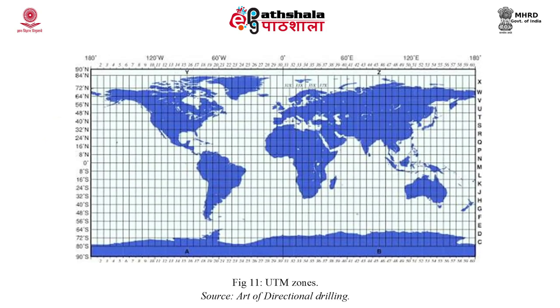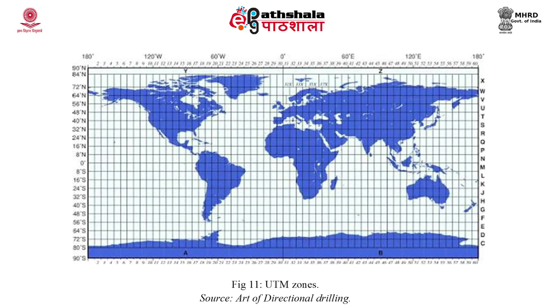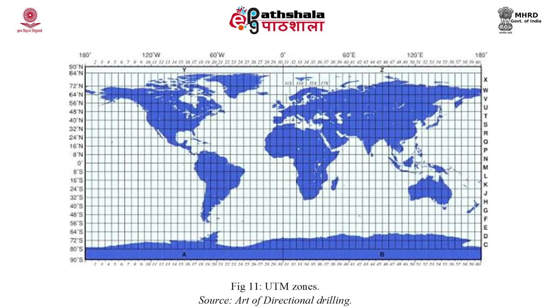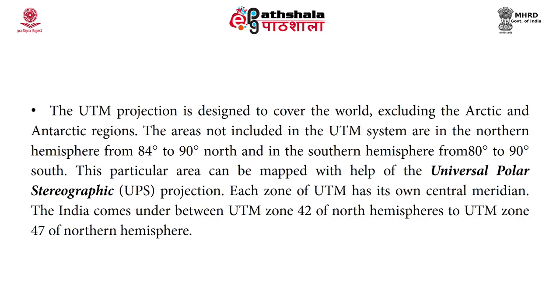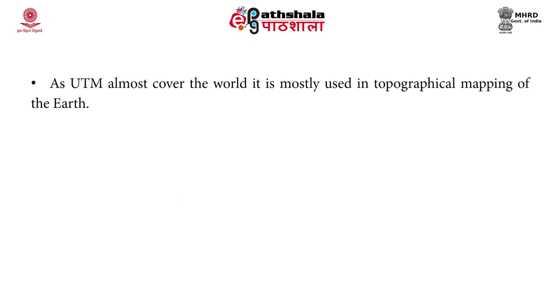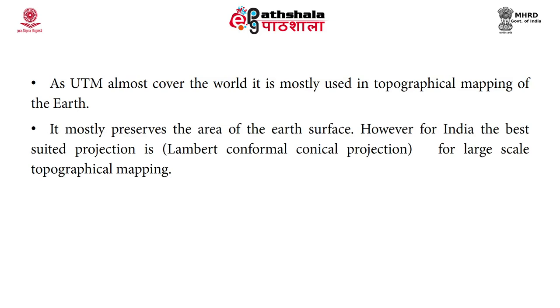This particular area can be mapped with the help of the universal polar stereographic projection. Each zone of UTM has its own central meridian. India comes between UTM zone 42 and UTM zone 47 of the Northern Hemisphere. As UTM almost covers the whole world, it is mostly used in topographical mapping of the Earth. It mostly preserves the area of the Earth's surface. However, for India, the best suited projection is the Lambert conformal conic projection for large scale topographical mapping.